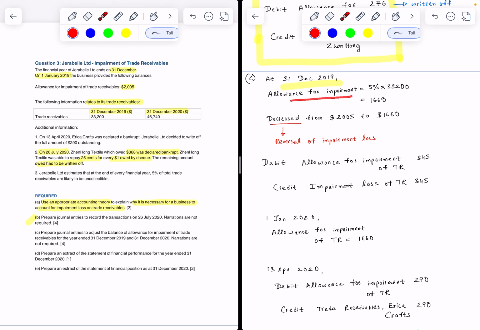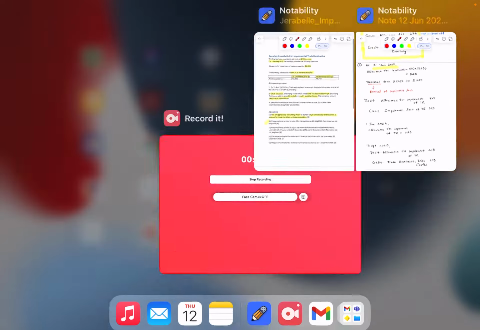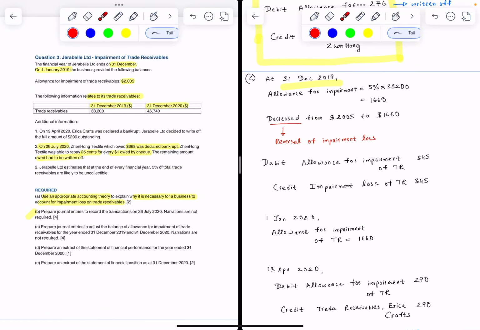Additional information number 3 states that the business estimates that at the end of every financial year, 5% of total trade receivables are likely to be uncollectible. Now, the total trade receivables at 31 December 2019 was $33,200. What's 5% of $33,200? It's $1,660, which is the closing balance for our allowance for impairment of trade receivables account.